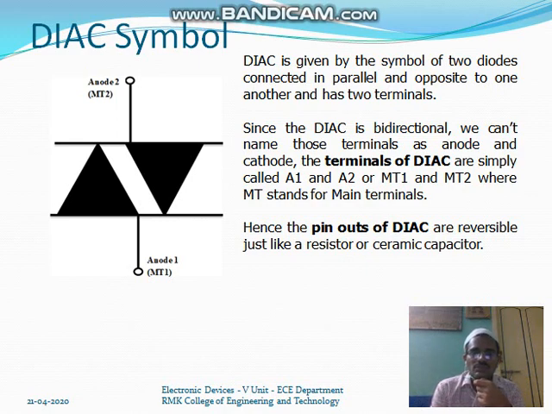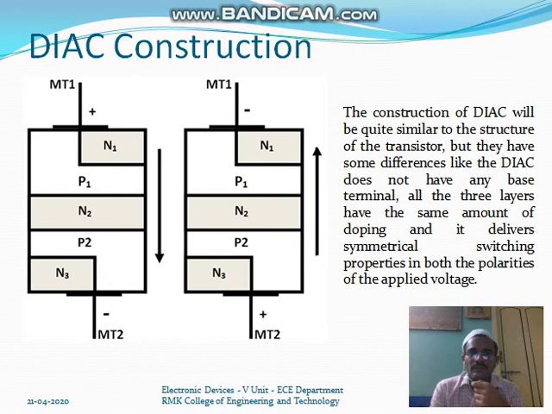Now we see the construction of this DIAC. Here in this figure we have two constructions actually. The first one has MT1 given to the positive terminal of the battery and MT2 given to the negative terminal of the battery. Now you can check that the construction of the DIAC will be like the construction of a transistor, but it has many layers, right?